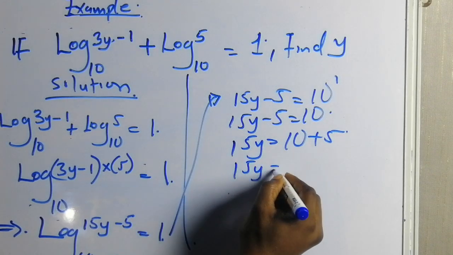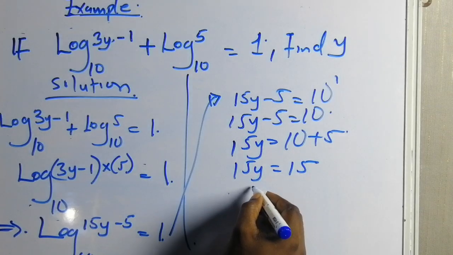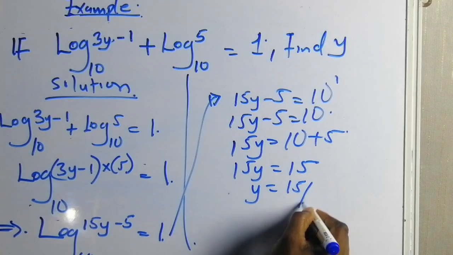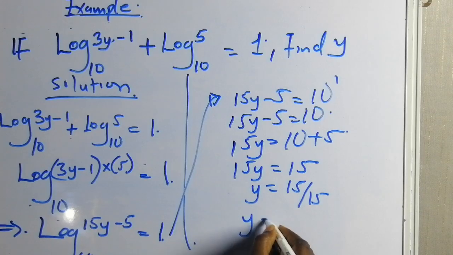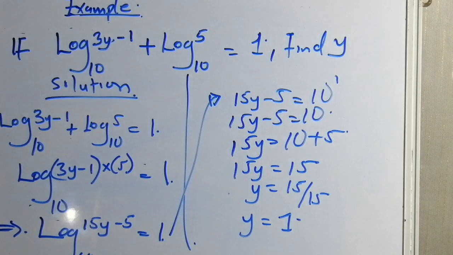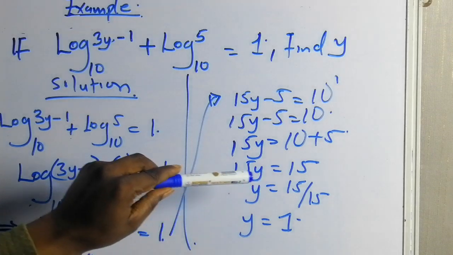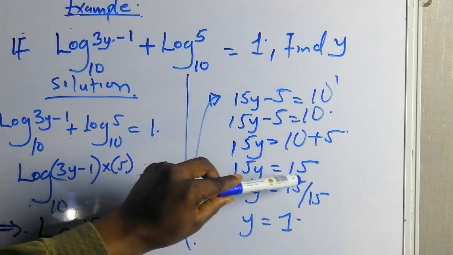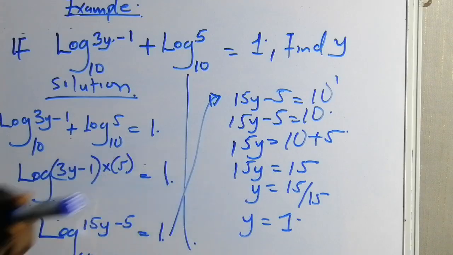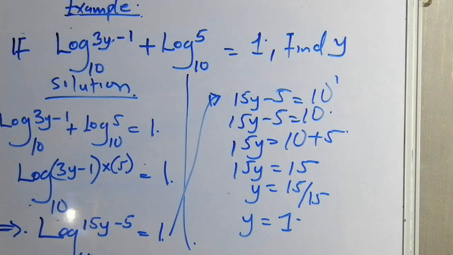So 15y equals 15. Okay, then y equals what? 15 over 15. So y equals 1. So you can see that. What I did here, instead of writing divide both sides by 15, is divide both sides by 15 for me to get the value of y. So you all understand what I mean by divide both sides by 15. I don't need to write it again because it's clear. So this is another example under evaluation.